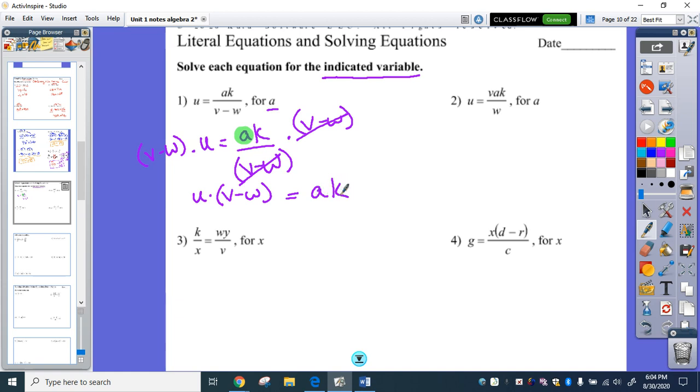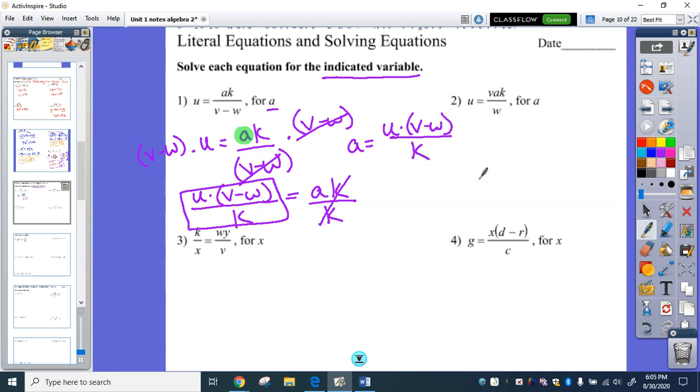Well, A and K are right now being multiplied. So in order for me to get multiplication undone, I have to divide. If I divide by K, these K's will cancel, but whatever I do to one side of an equation, I must also do to the other. Here is everything away from A. So my final answer would be A equals U times V minus W, all divided by K. So again, these take some practice and some getting used to, but they are completely doable problems.